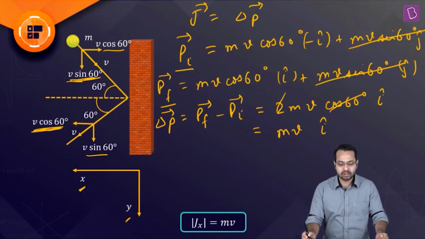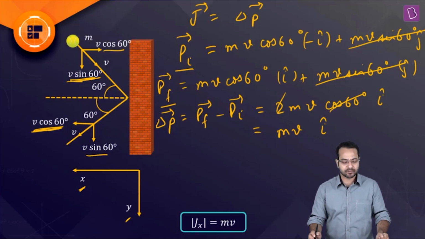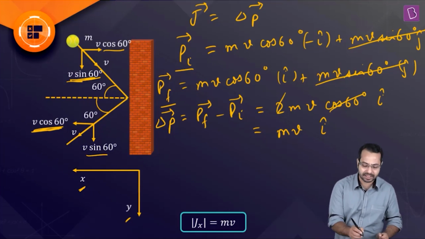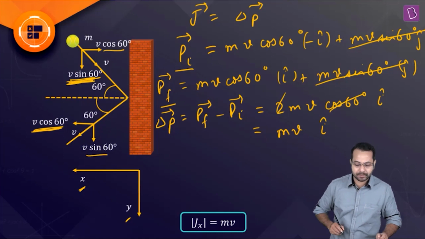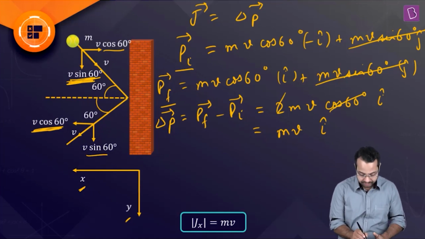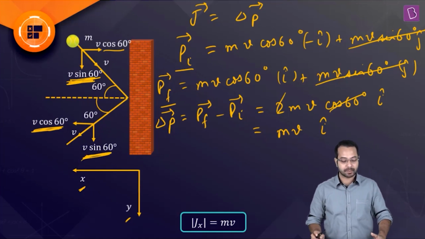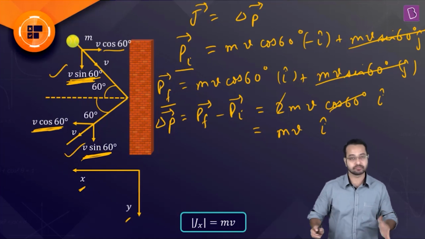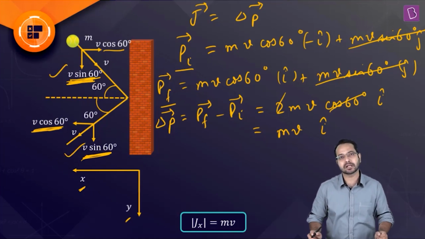All right. Now this is a slightly longer way of doing it. The very simple way is that any velocity parallel to the wall, okay, there will be no change in velocity parallel to the wall. Look here and here, correct? Because there is no force acting parallel to the wall, which means that v sin 60 degree will have no consequence on the change in momentum at all.